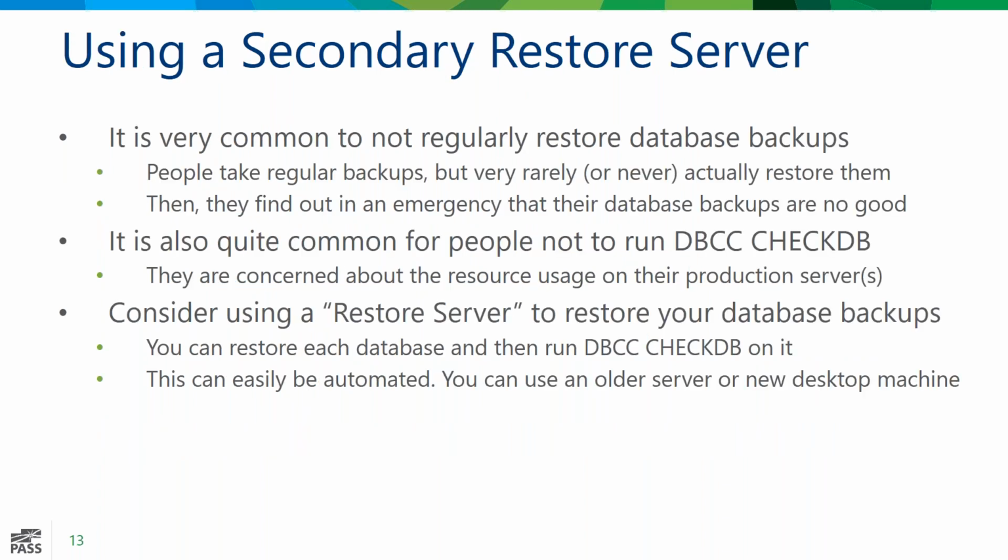Now, something that a lot of my customers have done is using a secondary restore server. So you just have a server available with an automated process so that as you take backups, you try to restore that backup on this restore server. And that way, if you're doing this in an automated fashion with agent jobs, and if it ever fails, you find out right away that there's a problem with the backup.